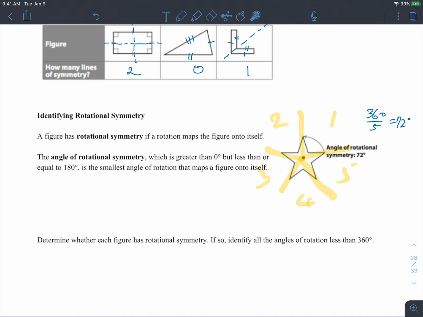All right. So we have the angle of rotation is greater than 0, but less than 180 degrees. The smallest angle of rotation in the rotation that maps the figure onto itself is that. Okay? All right.